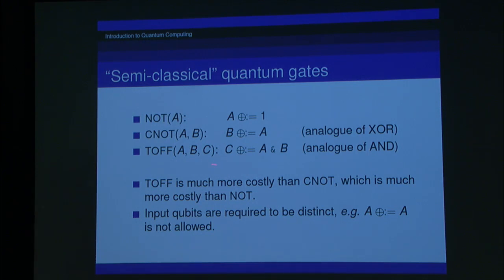And the input qubits must be distinct. For example, A plus gets A is not allowed. That would not be reversible because if A is 0 or 1, the result would be a 0. So Toffoli is much more costly than a CNOT, which is much more costly than a NOT. In a classical setting, whether you do an AND or an XOR, it's the same difference, a tick, but in quantum they're not at all the same magnitude of difficulty.